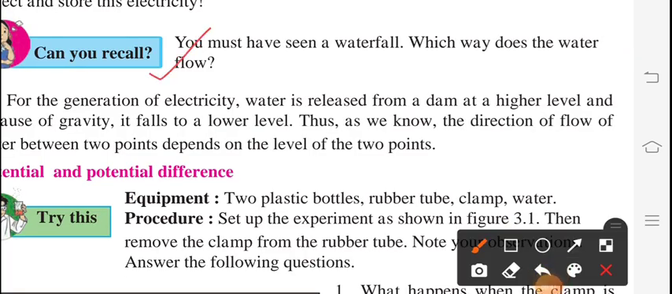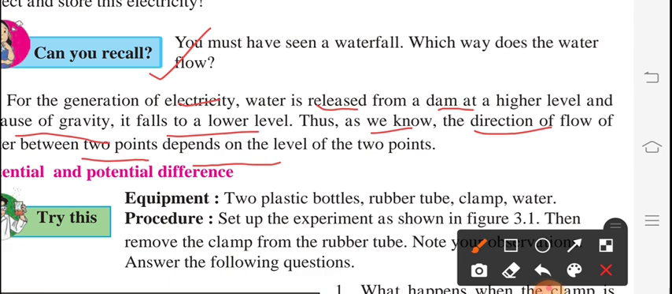You must have seen a waterfall. Which way does the water flow? Obviously, as we know, higher to lower. So for electricity generation, water is released from a dam at a higher level because of gravity. It falls to a lower level. Thus, the direction of flow of water between 2 points depends on the level of the 2 points. The same thing is happening with electric current also. It flows from higher electricity to lower electricity.